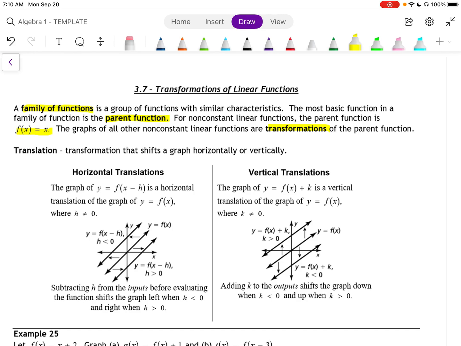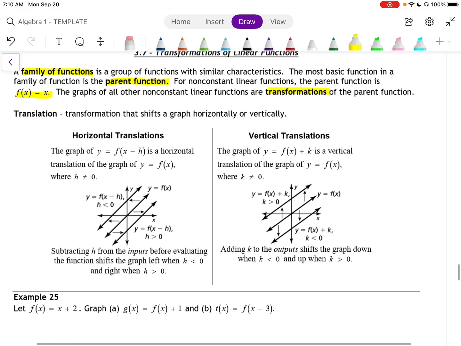Starting off with translations, that's whenever you shift it left, right, up, or down. It's a shift of the graph. A horizontal translation, you write it as x minus h within the parentheses, okay? And it's always the opposite of what you think it should be. So a shift of x minus h would be a shift right h. So if it said like f of x minus 1, it would be right 1.